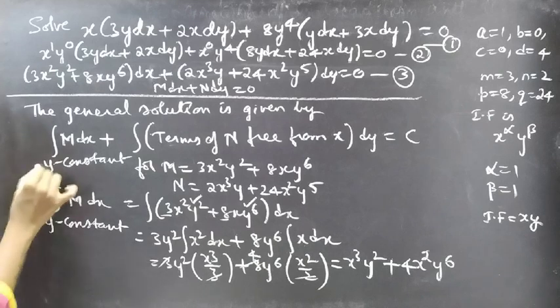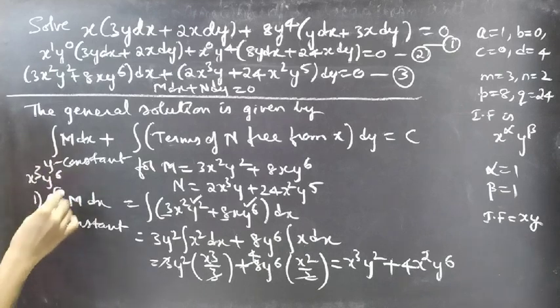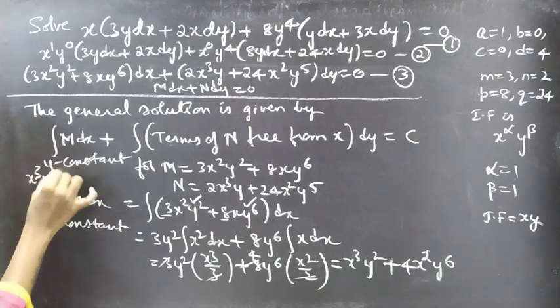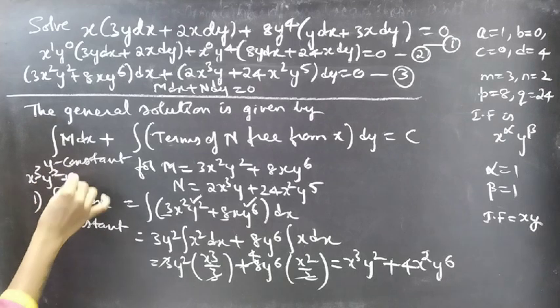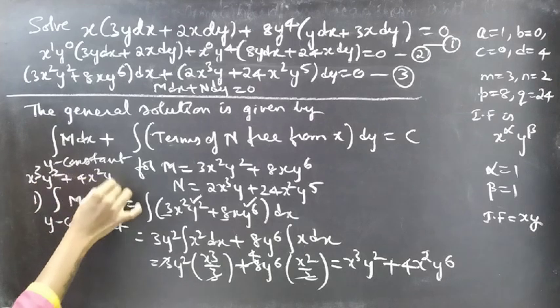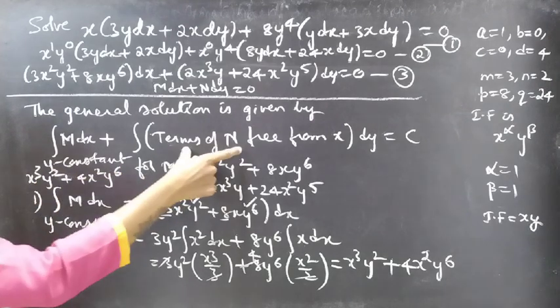Okay, x³y⁶, sorry, it's y², right? x³y² plus 4x²y⁶. Now coming to the second integral.